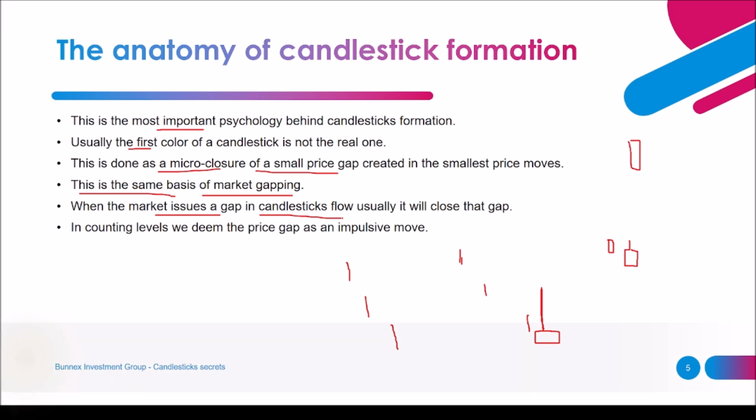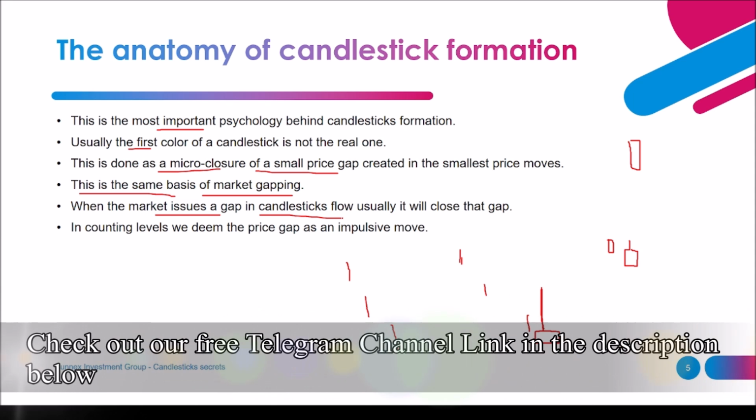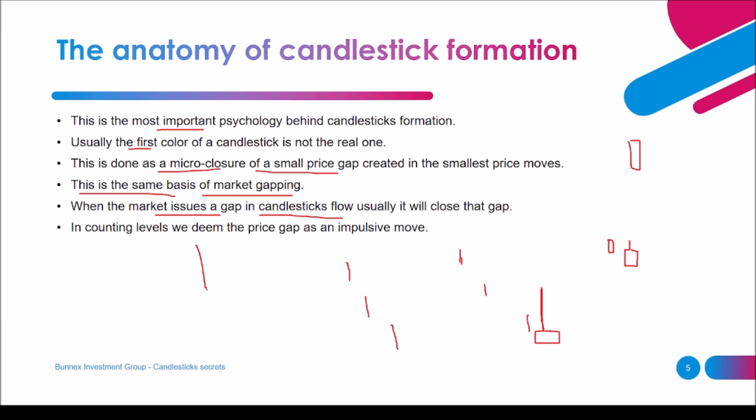In counting levels, we deem the price gap as an impulsive move. When we see that the market gives us level 1, level 2, and it gaps here, we consider this as a price move. It's a price move that wasn't displayed by our brokers or by our liquidity providers. So whenever we see a price gap, we know that the market is definitely going to close that, probably, and then continue later.